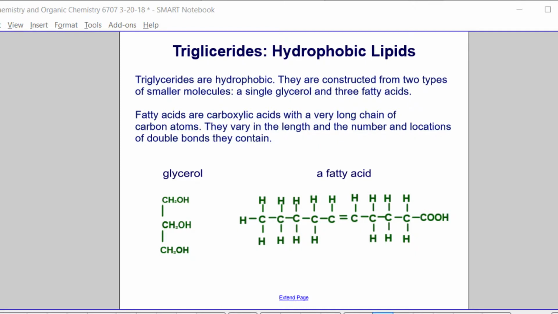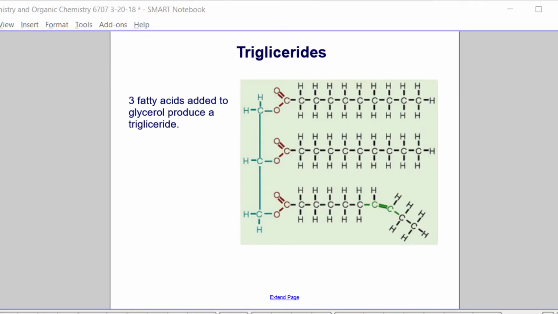Fatty acids are carboxylic acids with a very long chain of carbon atoms. They vary in the length and the number and locations of double bonds they contain. So you can see the carboxyl group at the ends, but primarily we have this very long chain of carbons that sometimes have double bonds. To produce a triglyceride, 3 fatty acids, 1, 2, 3, are added to a glycerol to produce that triglyceride.